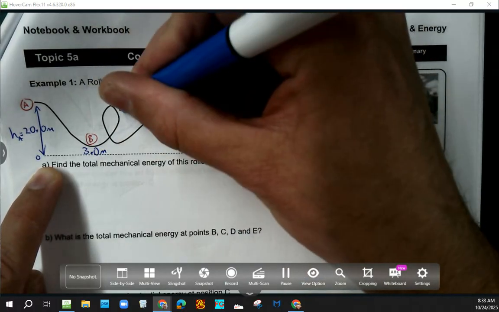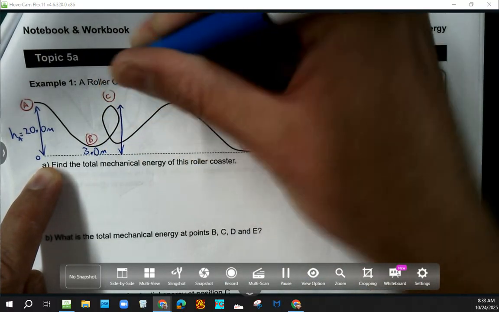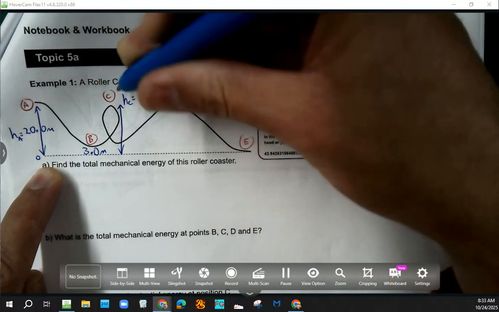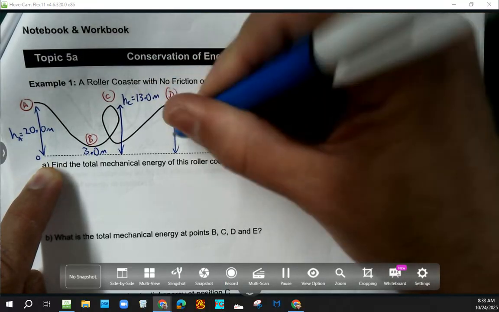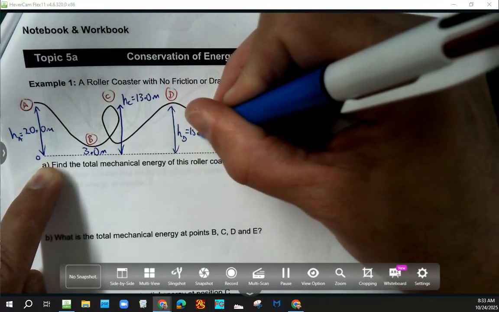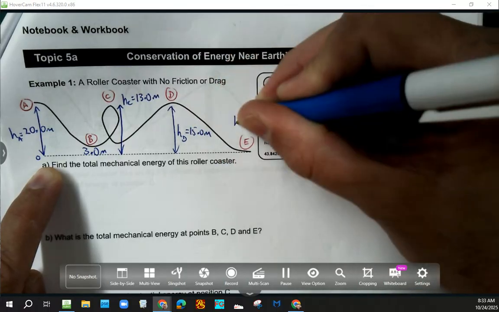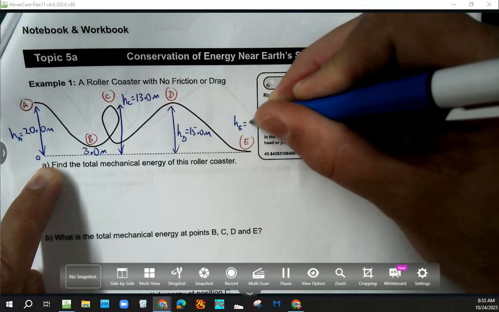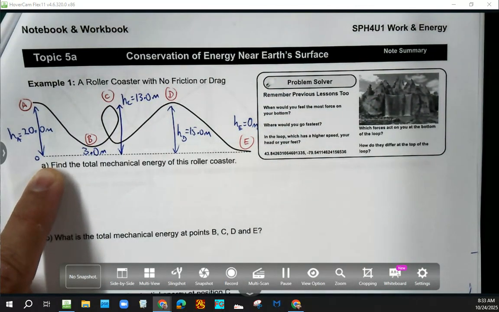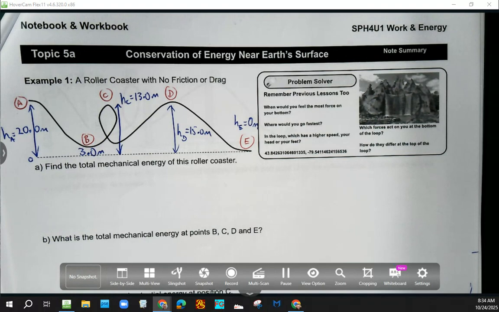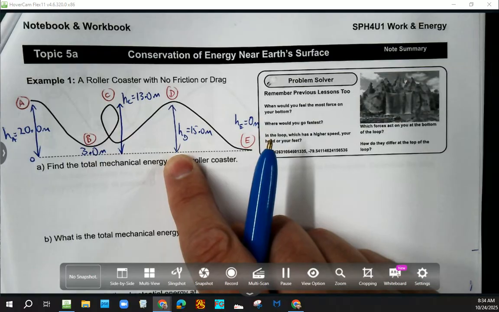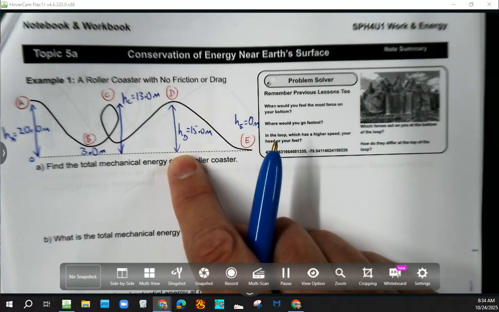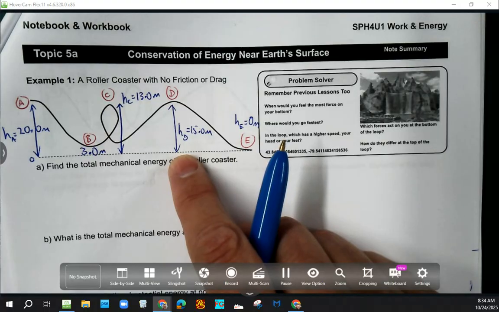Height C, 13 meters. Height D, and height E, 0 meters. All right, so you got your highs and your lows. One thing you notice about height D, if this is a true roller coaster, like a coaster, not a powered ride, what do you notice about height D as it compares to height A? It's less. Gotta be less, because there's going to be energy dissipation, right? So practically speaking, there would have to be less.